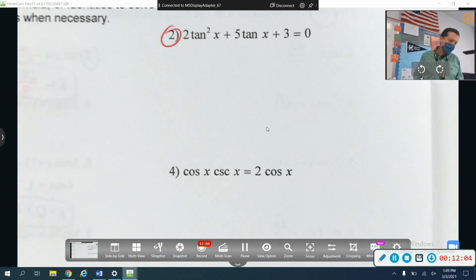Number 2. Okay, that looks like sort of the regular factoring type problem. Do you want me to use U substitution, or do you want me to not use U substitution? Do you need it or no? Okay, one person shook their head no, so we'll go with that.